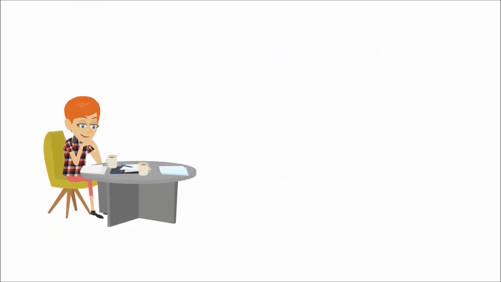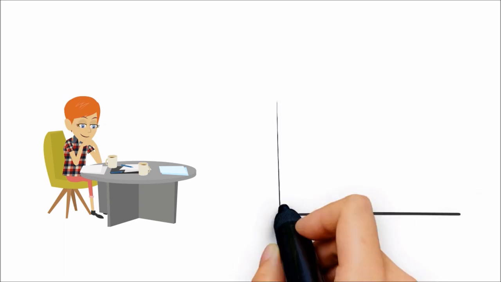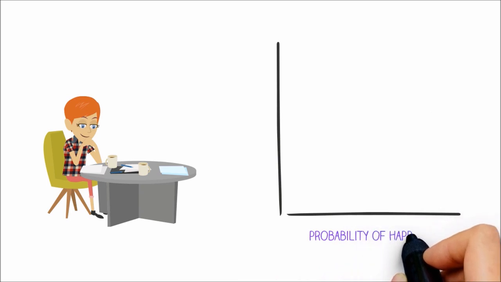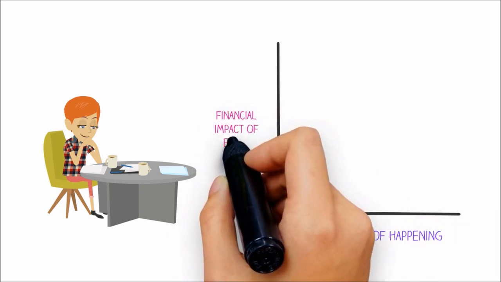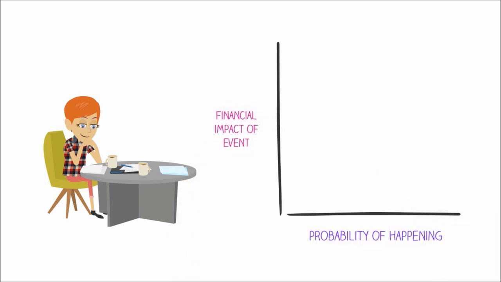Now take a moment to think about some risks in your life that might sit in each of these three categories. You might actually rack up quite a large number, and if so, this is actually quite normal. A useful exercise to go through is to draw up a graph, on one axis having the probability of happening and the other the financial impact of the event.